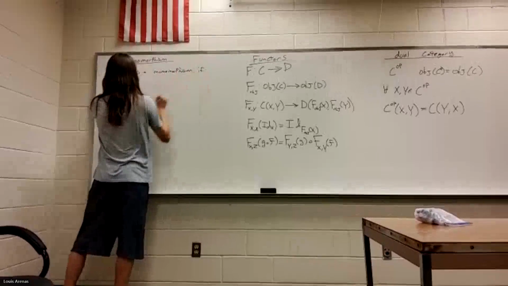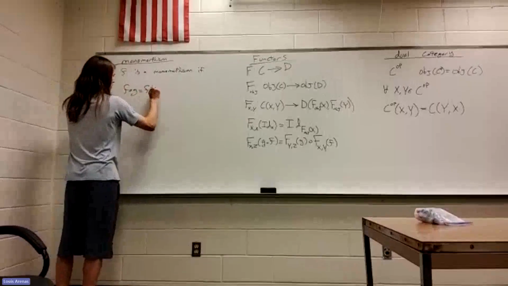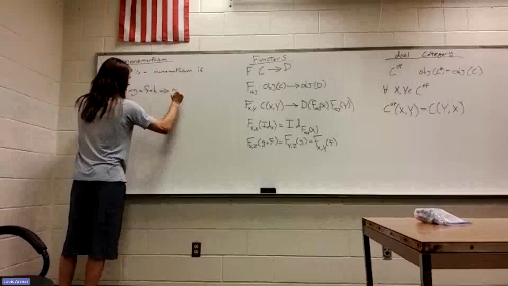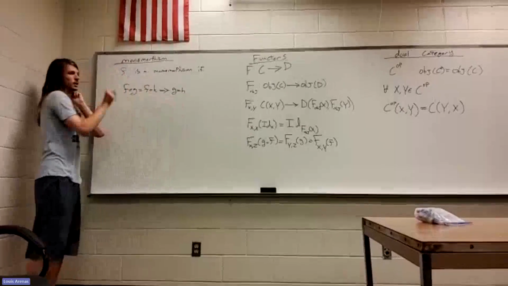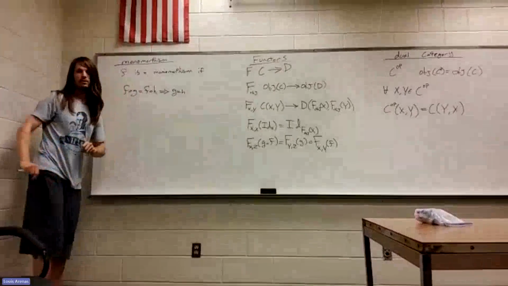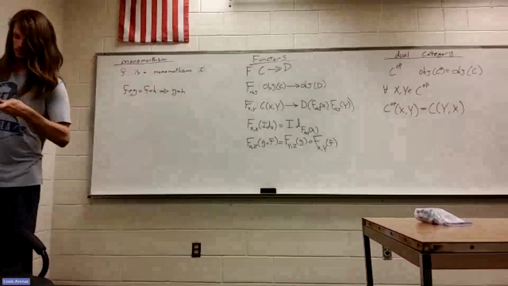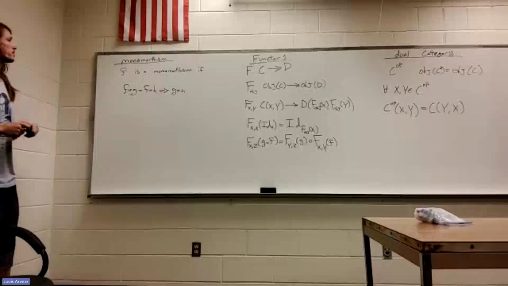If f∘g equals f∘h implies g equals h, you can cancel. Right? And you could obviously do this if you had a left inverse. But you don't have to have a left inverse to do it. That's the idea of what it means to be monomorphic.